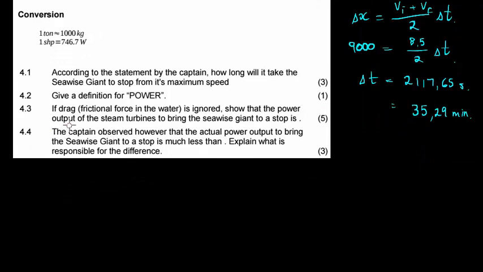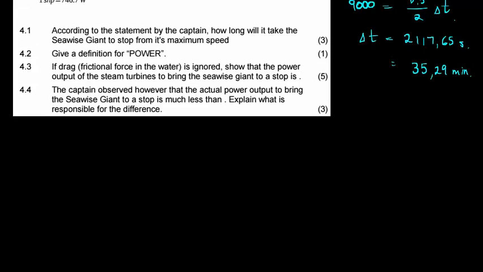Now, if drag force, frictional force in the water is ignored, look at that, frictional force in the water, lovely. Show that the power output of the steam engines to bring the Seawise Giant to a stop. Actually, I'll change this question later by giving you the power output that you should get. This was the question when I sent it for moderation, then we just made it a little bit easier. Now the power output is the power applied, so it's work applied divided by delta t.